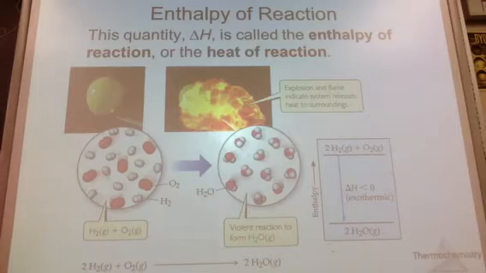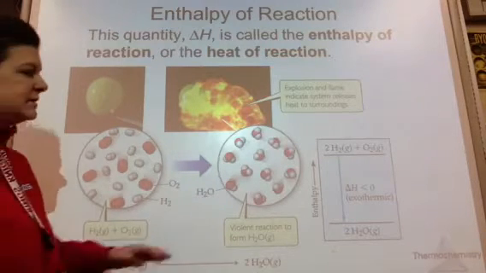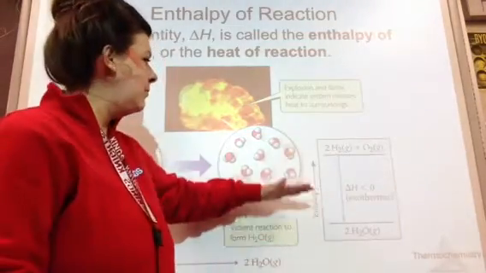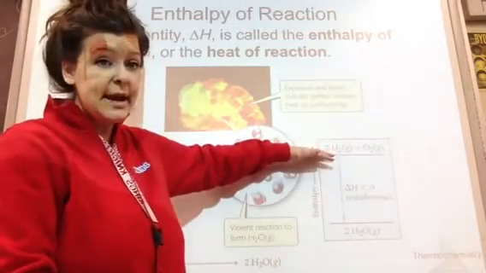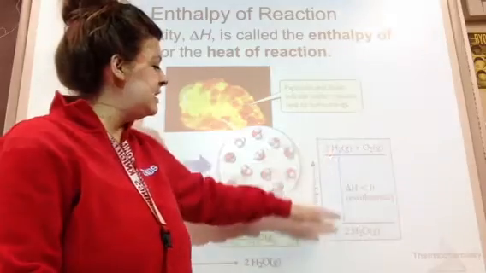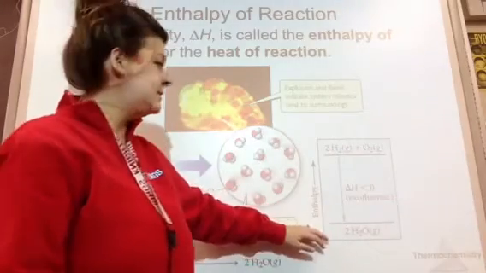Okay? So if they have a negative value, then if I look here on my energy diagram, my initial state must have had a higher energy than my final state. And I can see that too.